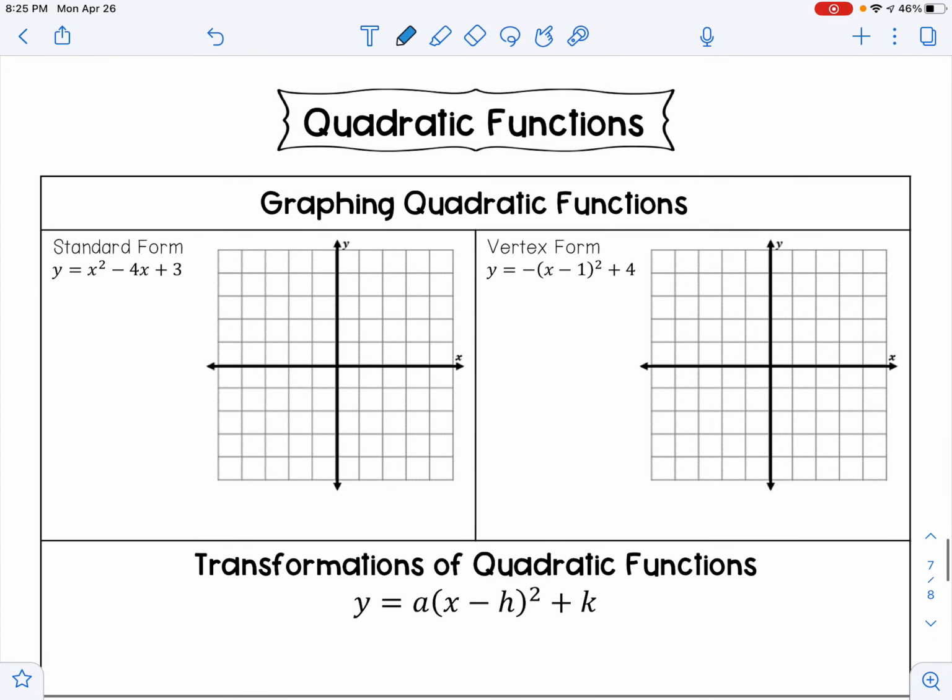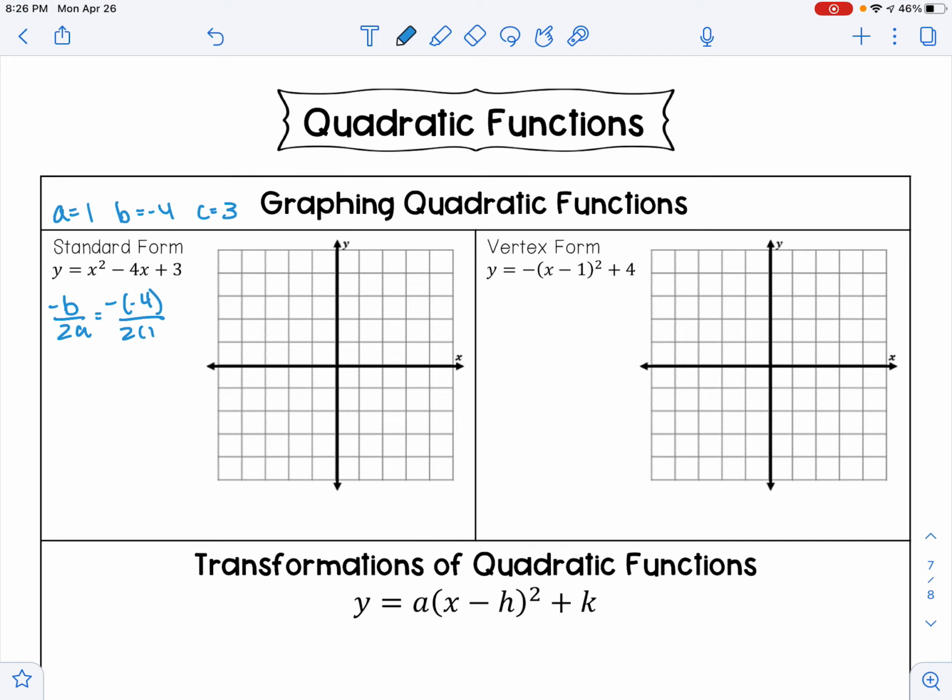The next thing we learned was how to graph quadratic equations. And on this example, I have y equals x squared minus 4x plus 3. This is in standard form. To find the x coordinate of a vertex in standard form, we're going to do negative b over 2a. And so in this problem, a is 1, b is negative 4, and c is 3. So I'm going to have negative 4 over 2 times 1.